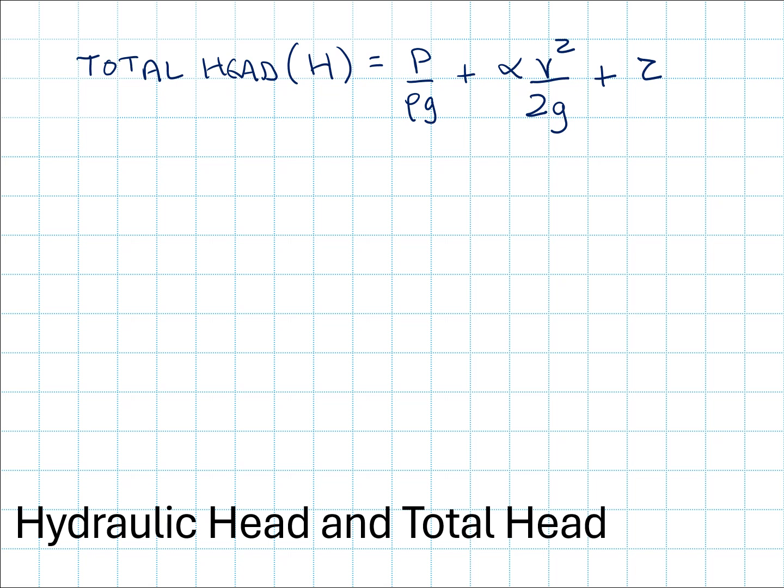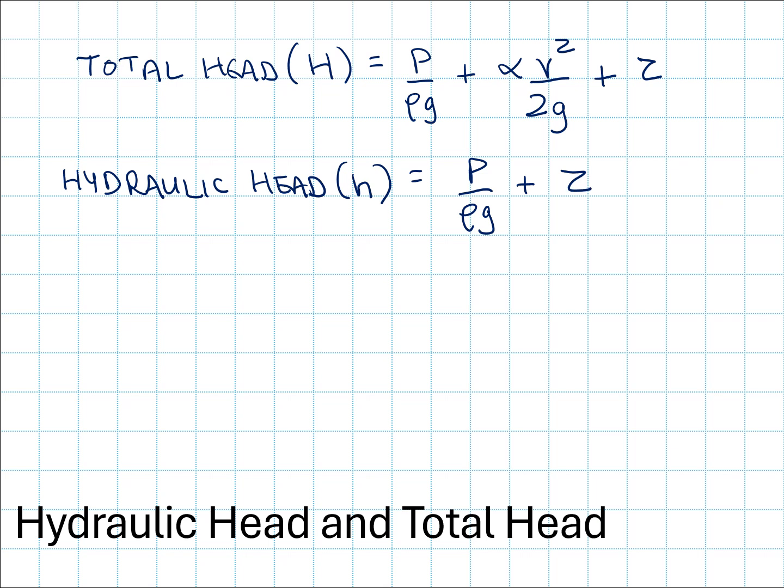If I consider just a subset of this energy, I can define the hydraulic head. And this is given by the variable lowercase h. And this is just, like I said, a subset of total head. It's the combination of my pressure and elevation head. So you can see that the difference between total head and hydraulic head is nothing more than just the kinetic head, v squared over 2g.